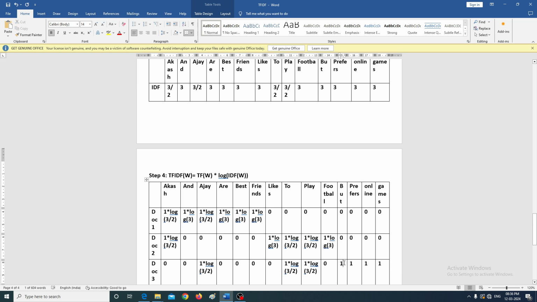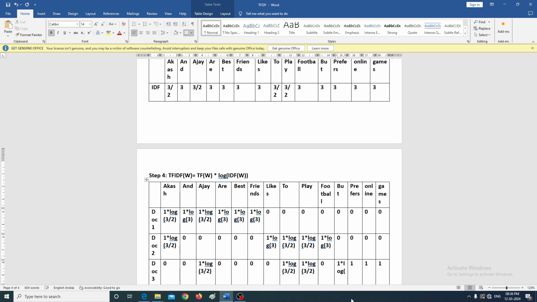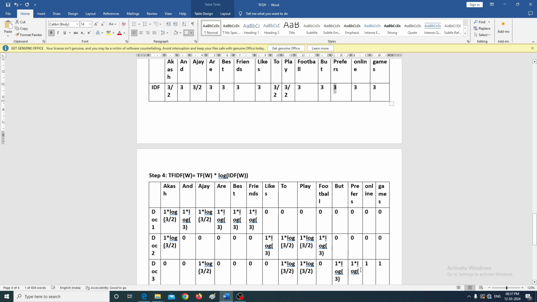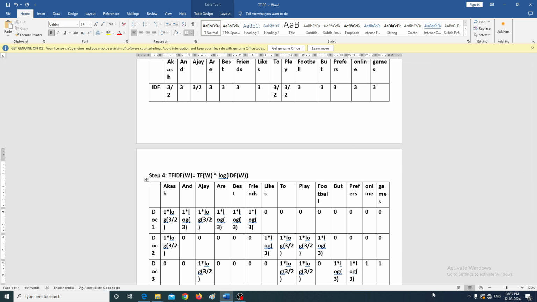Next, 1 is the term frequency for the but word. So 1 into log of IDF of but would be 3 now. I am placing 3 here. So this would be TF IDF of but word. Coming to the prefers word, we have 1 as the term frequency for the prefers word. I am multiplying this with log of IDF, and prefers word IDF is 3. So 3 I am placing here. This is the TF IDF of prefers word.